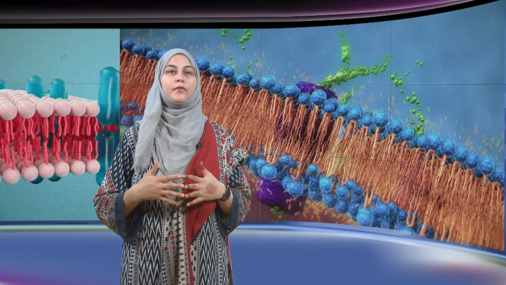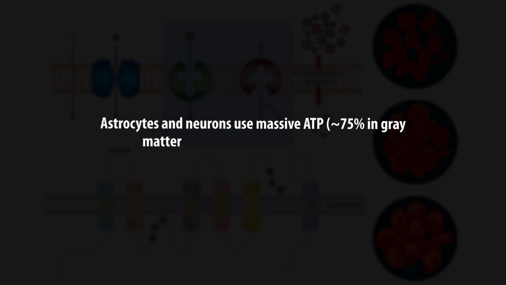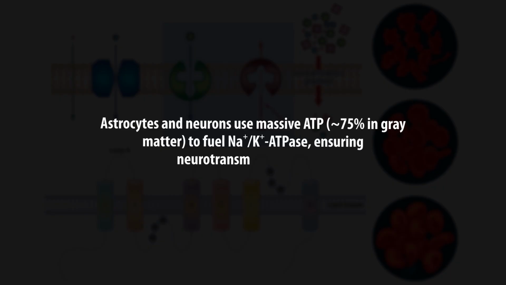amino acid symport. It maintains electrolyte balance, pH and waste filtration. The isoforms regulate motility and acrosome activity. The astrocytes and the neurons use massive ATP, which is around 75% in grey matter, to fuel sodium-potassium ATPase, ensuring neurotransmitter reuptake.